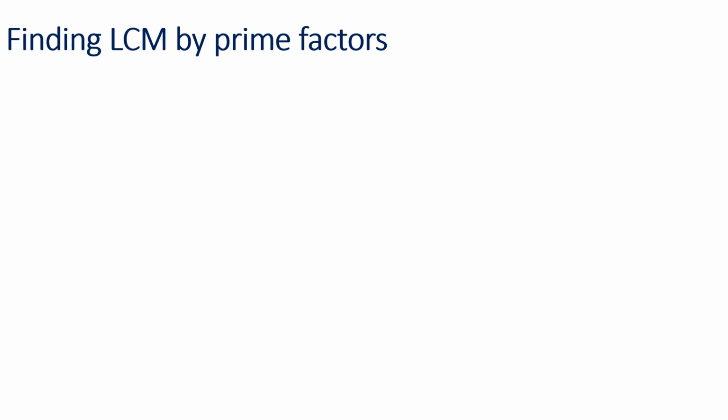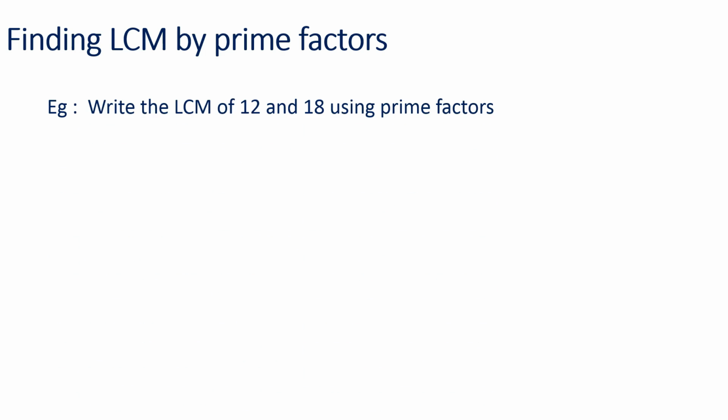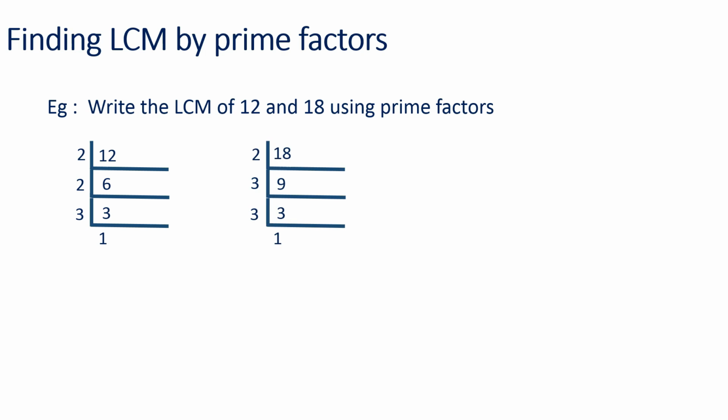When you find the least common multiple by prime factors, just like finding the highest common factor, we divide the given set of numbers by prime factors and write it as a product of prime factors. So let's get started with this example. We are going to find the LCM of 18 and 12 using the prime factors. So the first step is to divide the number by prime factors like this. So here 12 is divided by prime factors until you get 1, and then we divide 18 by the prime factors until you get 1.